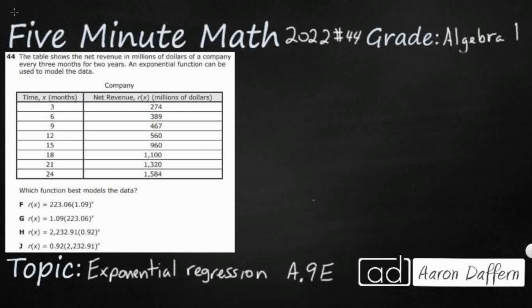Today we are looking at the Algebra 1 concept of exponential regression. This is standard A.9E in the great state of Texas, and we are using item number 44 of the 2022 released STAAR test. If you haven't done so already, please go ahead and take a moment to pause the video, work this problem out on your own, unpause it, and we will look at our answers together.